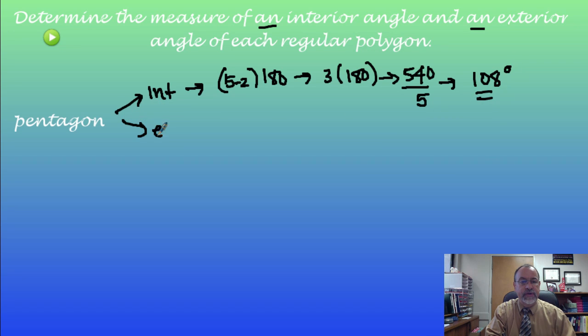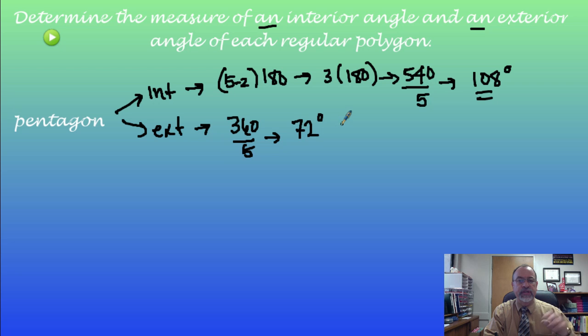Now for the exterior, again, I need to know the total. Well, that's always 360. And again, there are 5 sides, so divide that by 5, so that's going to be 72. So one interior angle would be 108. One exterior angle would be 72. Again, the key here is you need to know the total. So you've got to go back to the polygon angle sum theorem and remember what the exteriors add up to, and then simply divide by the number of sides.